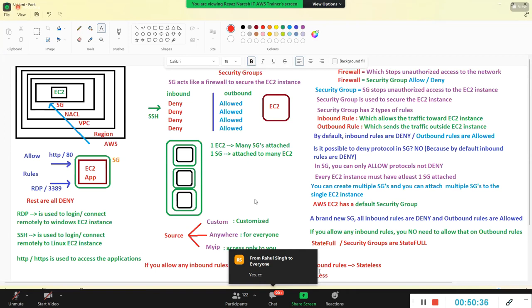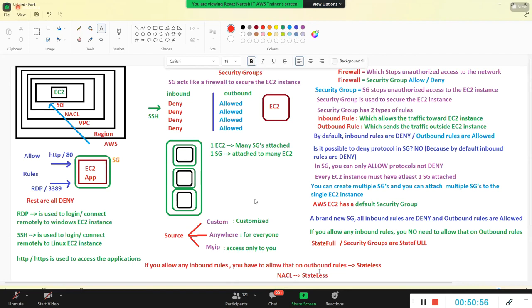let's say that is a Linux EC2 instance. And now you are not able to connect through PuTTY. What is the problem? It is timing out. What is the problem? Yes, you have not opened the protocol in the security group in the inbound rule. SSH protocol you have not allowed. That's the reason it is not allowing inside.